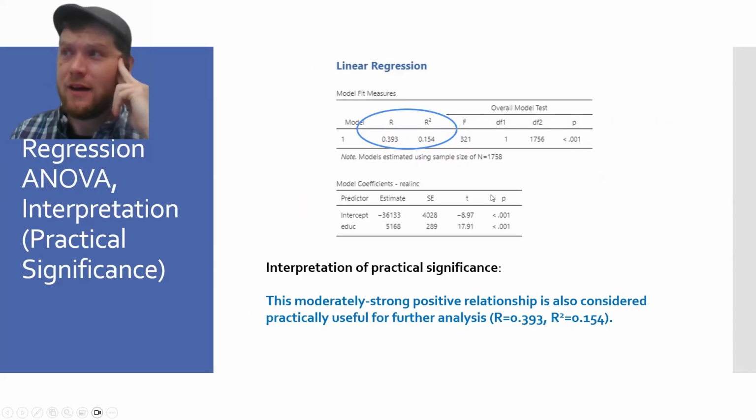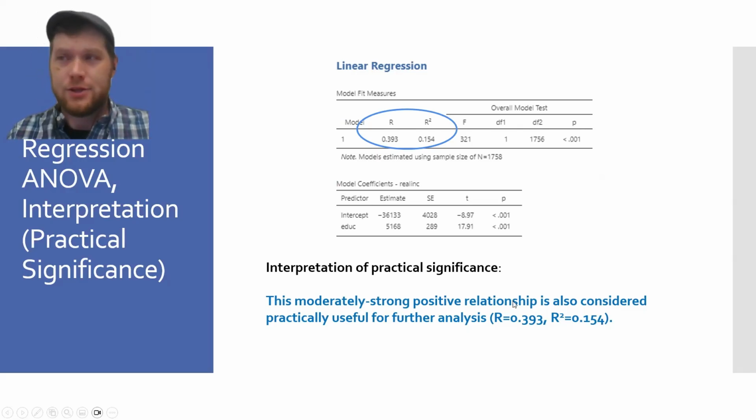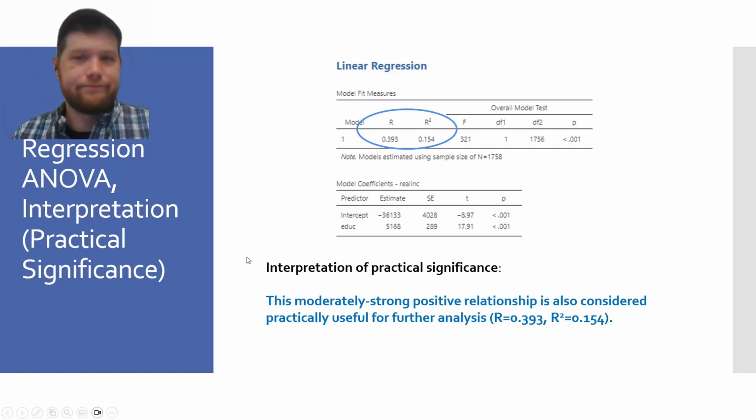So an interpretation of the practical significance basically becomes something like this: moderately strong positive relationship. I'm just basically describing the correlation coefficient. It is also considered to be practically useful for further analysis. And I give R and R squared. Cool.